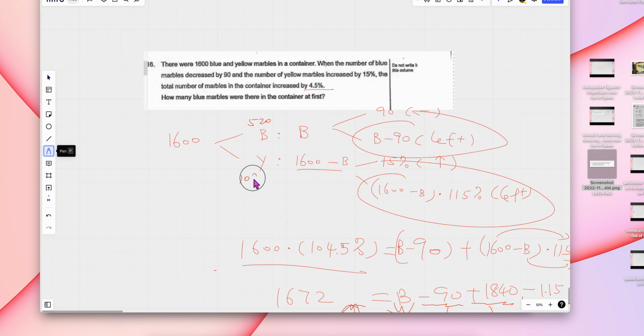So you look at how many blue marbles were there in the container at first? Where is at first? This one, right? If they ask you at last, you should pick which one? Can you point to me? Blue at last, where is blue at last? This one, right? Yellow at last? This one, right? So that's how you figure out this question.